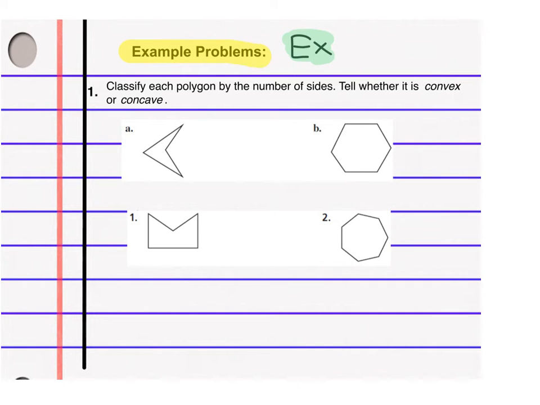Okay, let's look at number 1A. There's 1, 2, 3, 4 sides. Since there are 4 sides, I'm going to call that a quadrilateral. You don't really need to be more specific than that. All right, and I can see right here that this angle is bigger than 180 degrees. If I look at my concave.